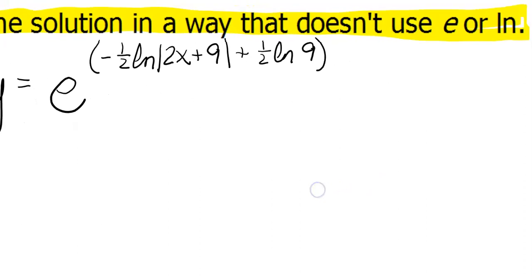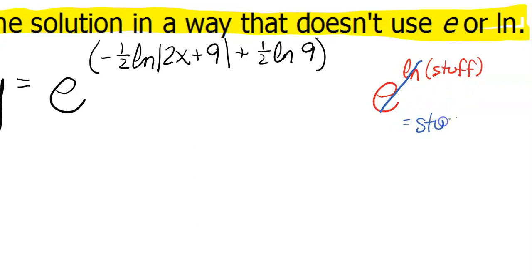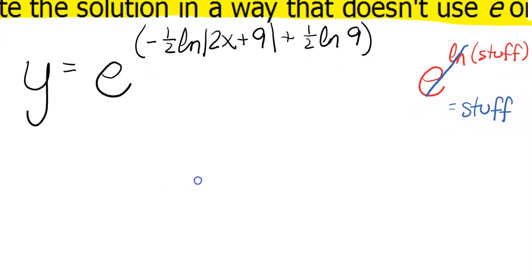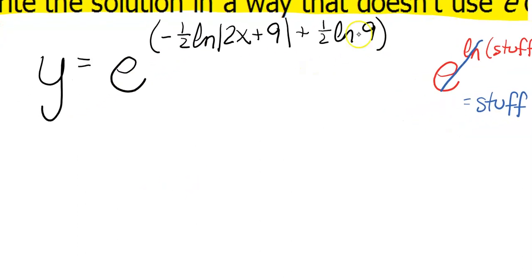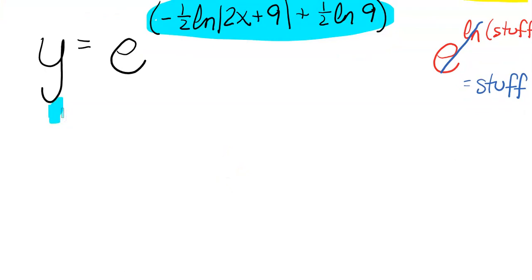But again, let's think about a goal. If I can get e to the natural log of stuff, e's and natural logs undo each other, and they would both disappear. The trouble is, this is not written as e to the natural log of stuff. It's just my exponent happens to have natural logs in it. So let's just focus on the exponent. Then we'll worry about what the e does to it and all of that.